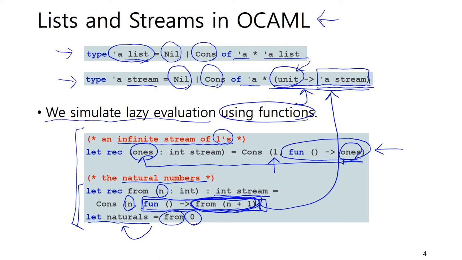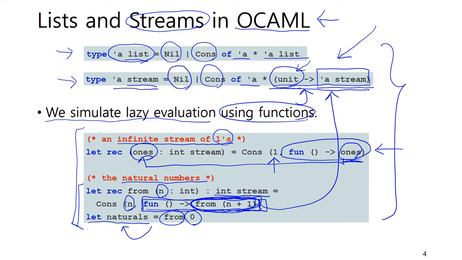So the point in this slide is, in OCaml, in order to implement streams, you have to manually define a new data type, where the key idea is you delay computation by wrapping the value inside the function. In other words, you simulate lazy evaluation using functions.